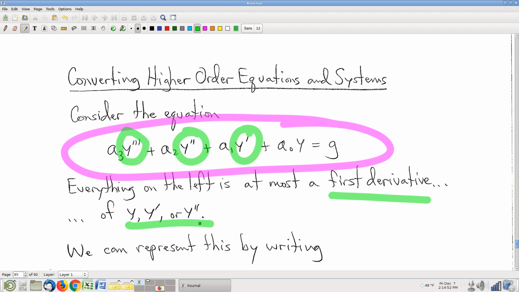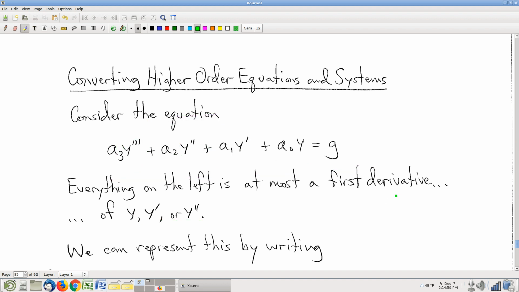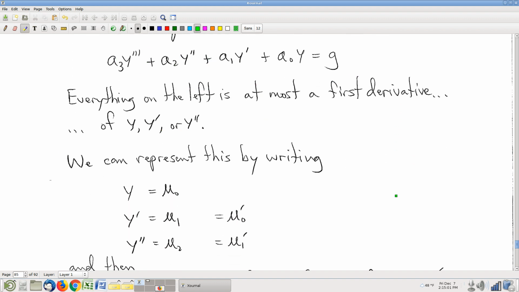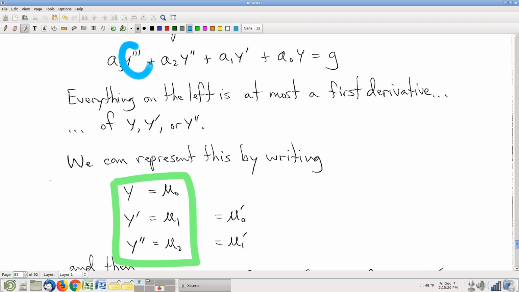Believe it or not, that is the brilliant insight that makes this process work. It is a first derivative. You gotta grant me. Here we go, let me just write this down. If I define y, y prime, and y double prime to be new functions that I'm going to call u0, u1, and u2, well, then this third derivative up here is the first derivative of u2.